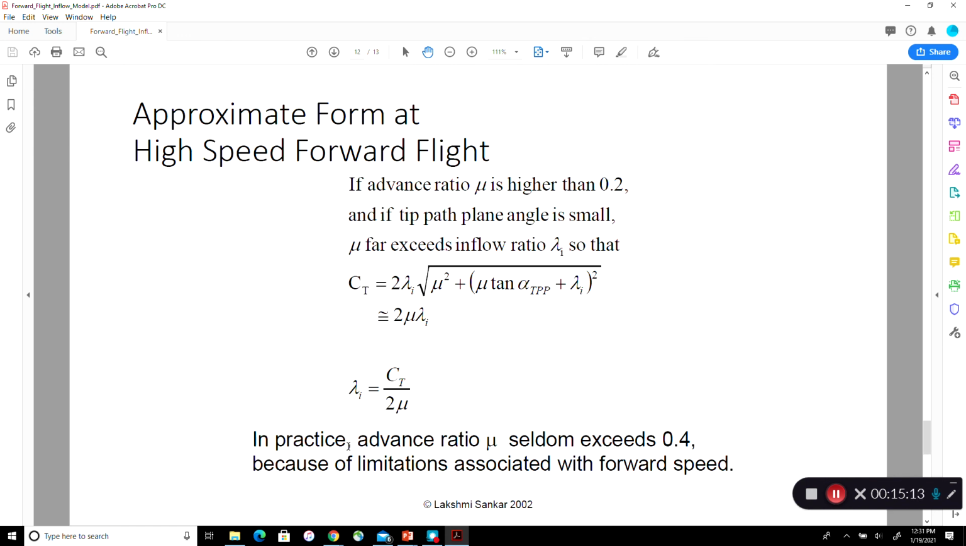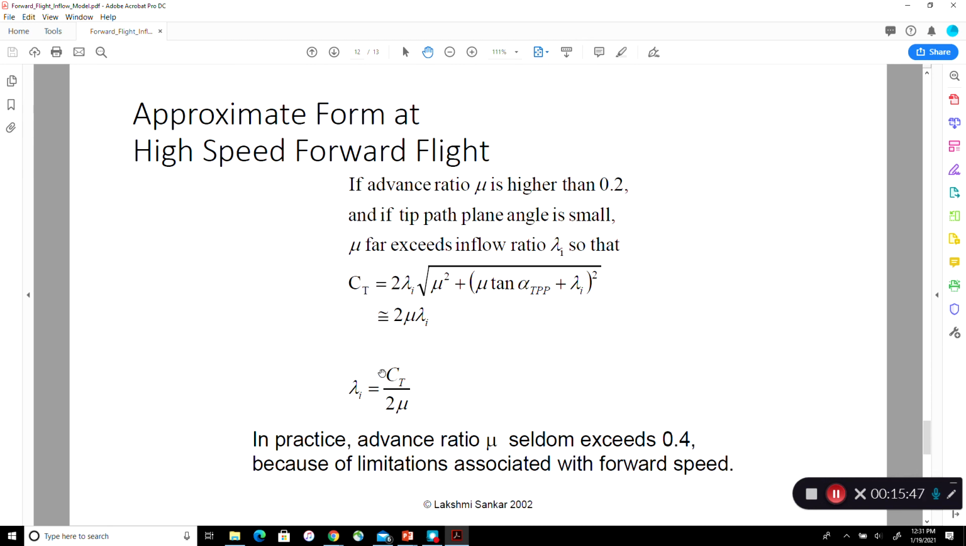So when you do that, by the way, if the advance ratio is greater than 0.2, this number is bigger than this number or this number. So we can crudely approximate it as 2 lambda I mu. Therefore, your initial guess could be lambda I equal to Ct over 2 mu. So this is a good starting guess, estimated or guesstimated this way. Put this in here, compute the square root term, take it to the other side, take the 2 to the other side, solve for lambda I, iteratively solve for it.